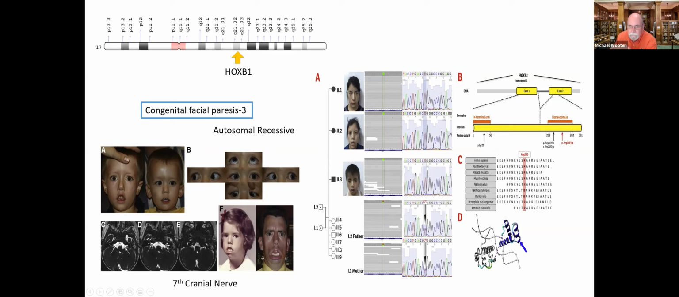All these other children in this large family are either heterozygotes or they could have gotten C. Okay, there are some other forms. So it's classic Mendelian genetics going on here.